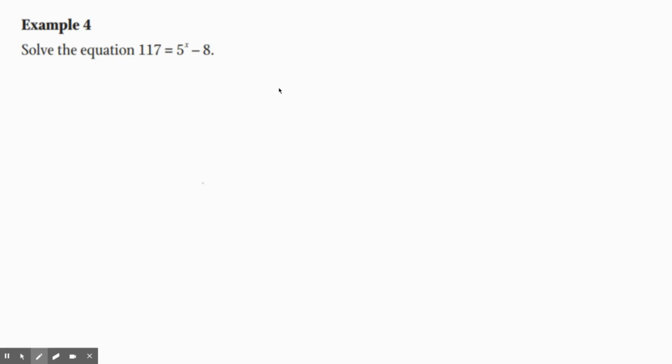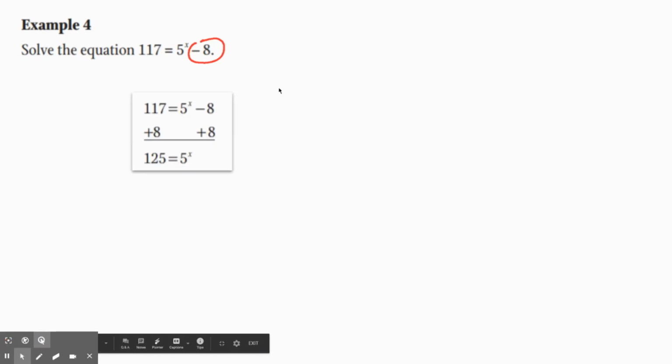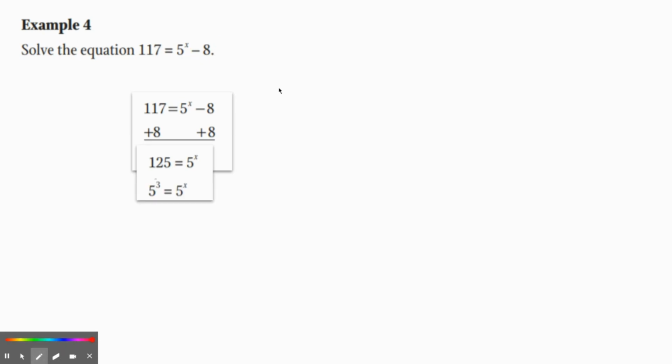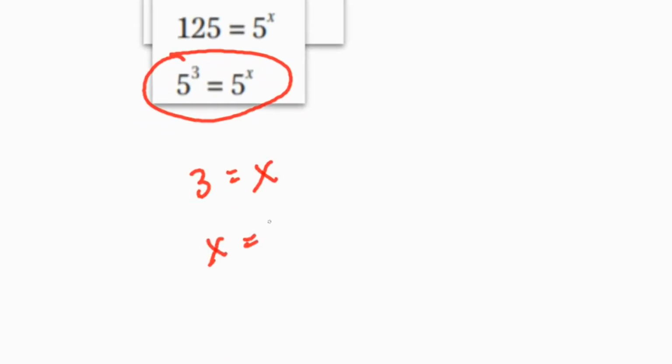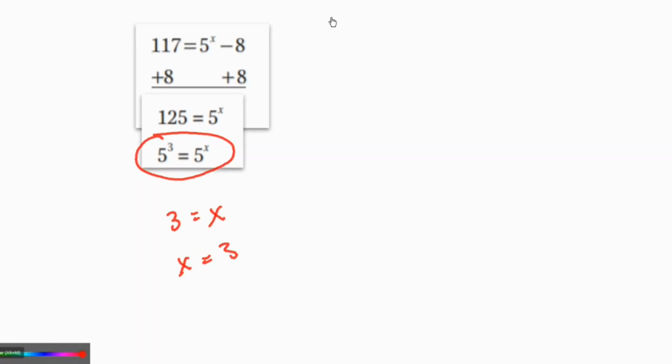Example 4, solve the equation: 117 equals 5 to the x minus 8. In a problem like this, before you start messing with the exponents, you really want to isolate the exponent. So let's get rid of that negative 8 by adding 8 to both sides. And then we get 125 is equal to 5 to the x power. 5 to the 3rd power is going to be equal to 125. Our bases are equal. Therefore, you're going to get 3 is equal to x, or x is equal to 3, symmetric property, and you're done.